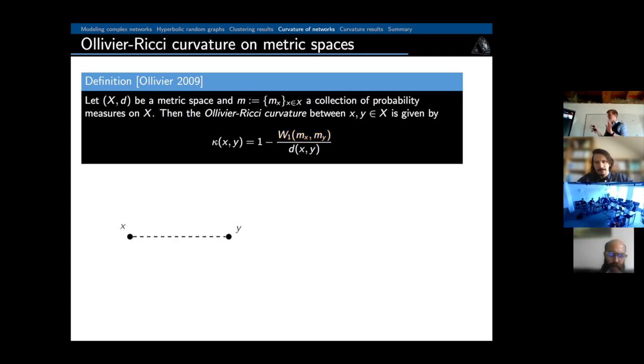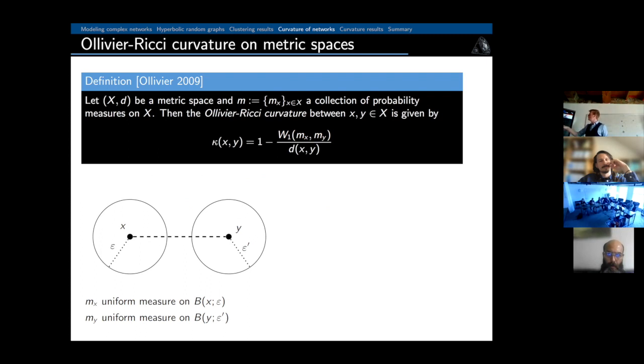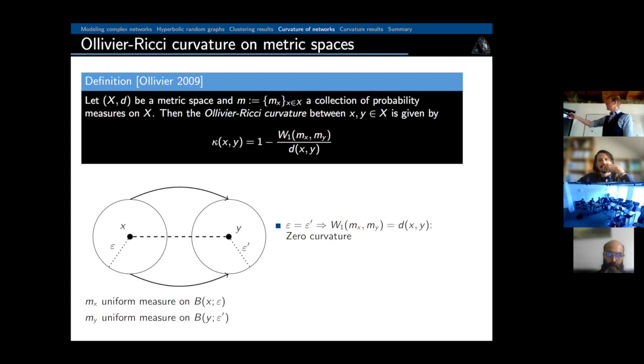Now, let me give you a first argument of why that would make sense. Let's just consider two points in Euclidean space. Let me now draw a ball of radius epsilon around point x, and let me consider the uniform measure on this ball. So that's the measure m_x. And now let me consider a uniform measure on the ball around y with a potentially different radius epsilon prime. So this is my space. Then if both these epsilons are the same, the Wasserstein distance between these probability measures is exactly the distance. So then this Ollivier-Ricci curvature becomes 0.